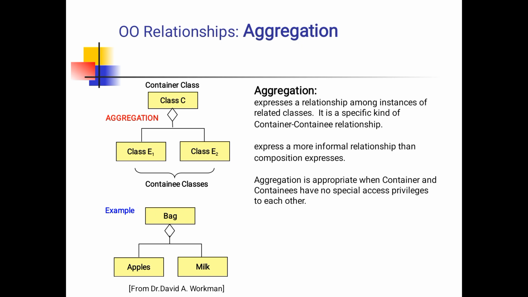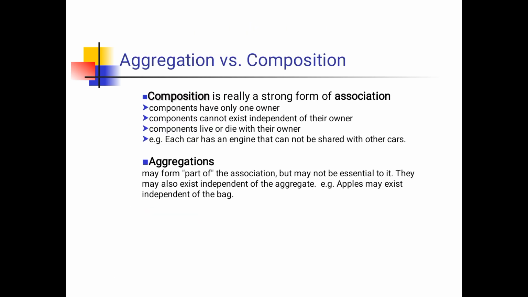Aggregation. Object-oriented relationship aggregation expresses a relationship among instances of related classes. It is a specific kind of container relationship, expressing more information than the composition relationship. Aggregation versus composition: composition is a really strong form of association. Components have only one owner. Components cannot exist independent of their owner. Components live or die with their owner. Example: each car has an engine that cannot be shared with other cars.